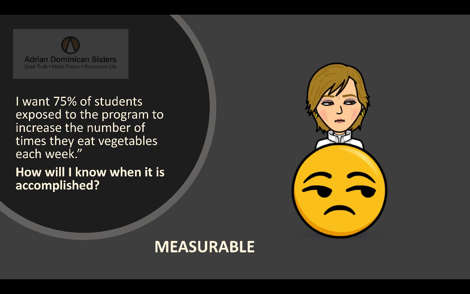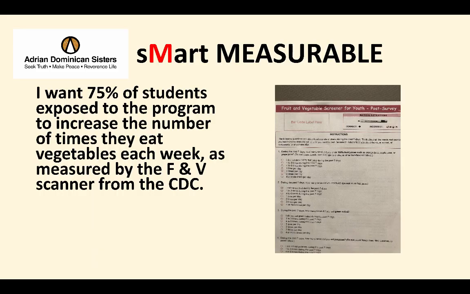So I'm going to have to add something to my goal. I'm changing my goal again. I want 75% of the students exposed to the program to increase the number of times they eat vegetables each week as measured by the Fruit and Vegetable Scanner by the CDC. Now I can tell if I have met my goal. Before students start the program, I'll give them a pre-screener. After the students finish the program, I'll give them a post-screener, and I just have to compare the results to see if my goal is met.